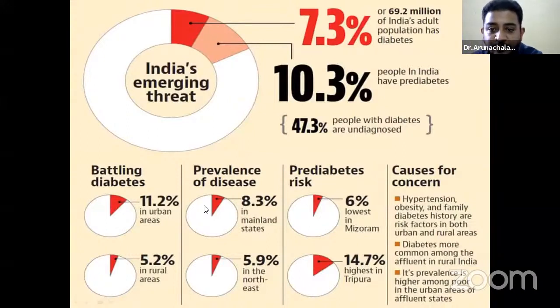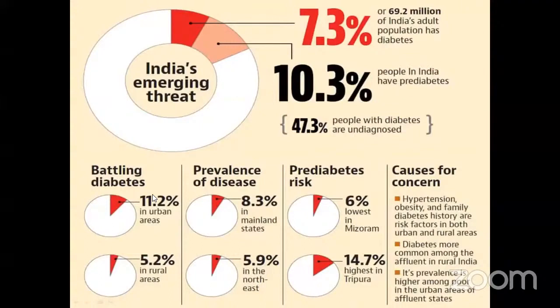Okay, so in this scenario, these are like a cat on the wall, people who are sitting like a cat on the wall. They can either become diabetic or they can become non-diabetic.